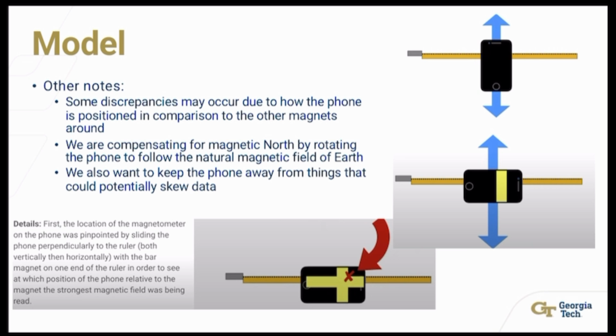Some other notes about this model: some discrepancies may occur due to how the phone is positioned in comparison with the other magnets around and the Earth. We're also compensating for magnetic north by rotating the phone to follow the natural magnetic field of Earth. We also want to keep the phone away from any things that could potentially skew the data in the room that we are experimenting in.